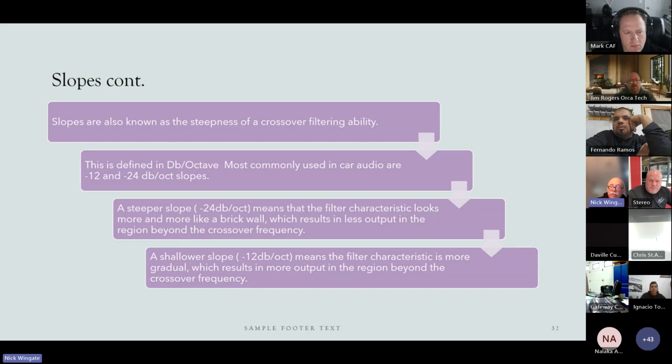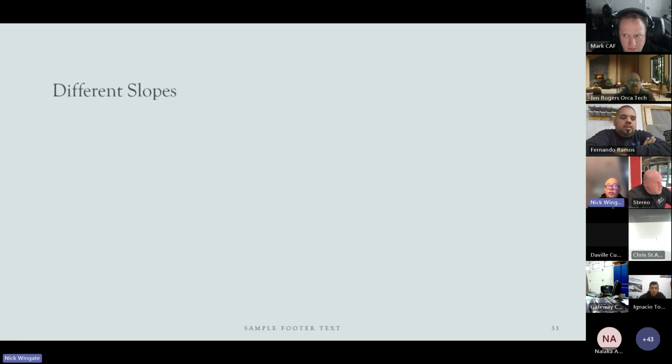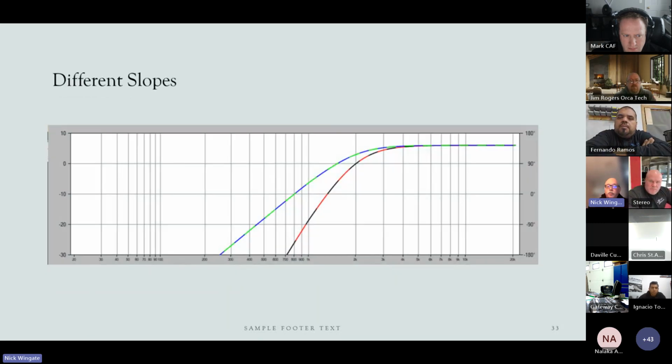The shallower slope means that it's going to play more gradually, but that also means that we're going to get more output in the region beyond the crossover frequency. So there are times when you don't want it, and there are times that you do want it. And again, a lot of that comes down to getting in the car and listening to it. So we want to make sure, obviously, that we stay away from the free air resonance of the speaker.